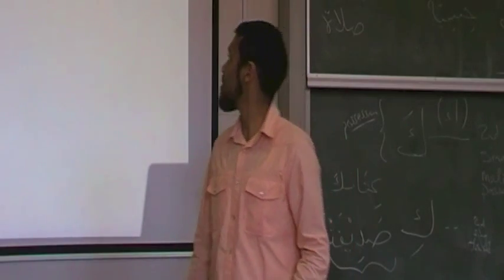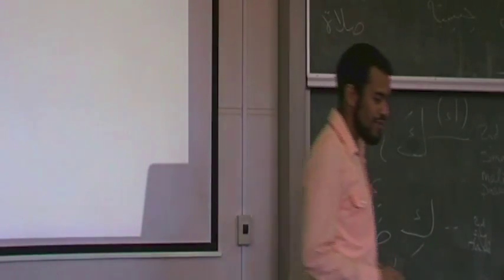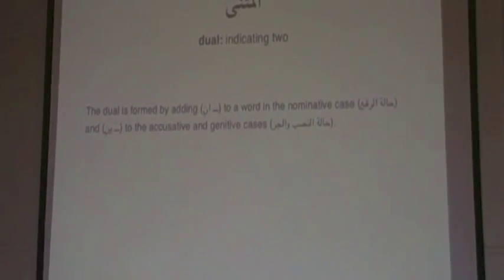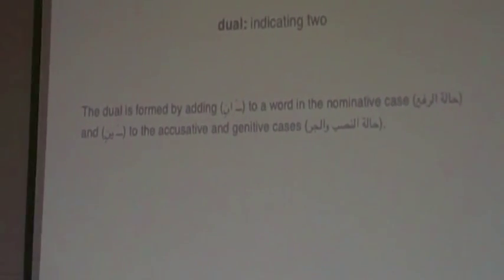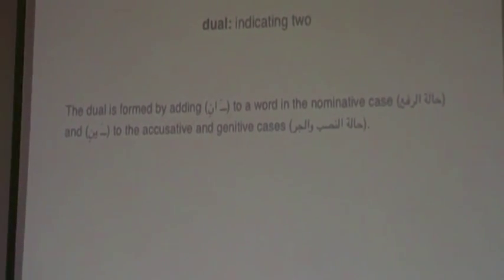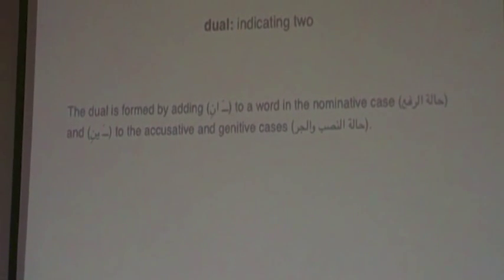Okay, now let's go on. Let's learn about the dual first, because singular is very obvious. Singular is what we've been learning all the time. One king, one queen. What's a queen? Malikatun. Right. So how do we make the dual?